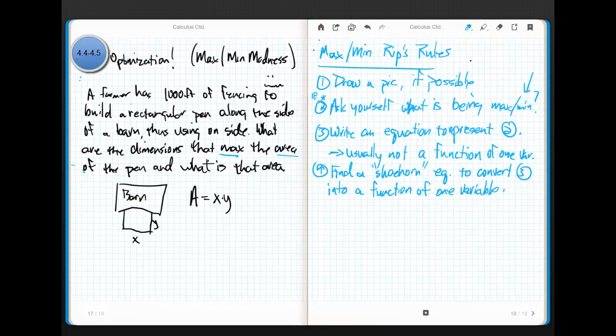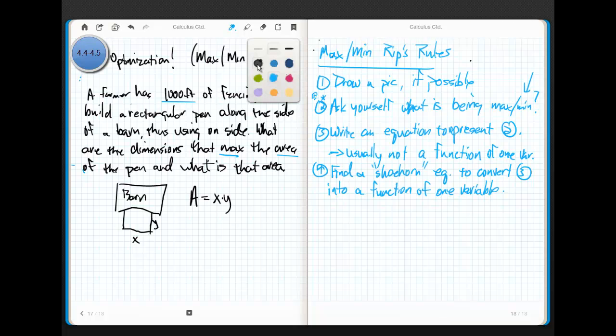Again, if I read through the problem, a farmer has 1,000 feet of fencing. That's a piece of information that I can use. If I think about 1,000 feet of fencing, that tells me that this side plus this side plus this side is a total of 1,000. So it appears that my shoehorn is actually x plus 2y, which is equal to not the whole perimeter, but the amount of fencing that he has, 1,000.